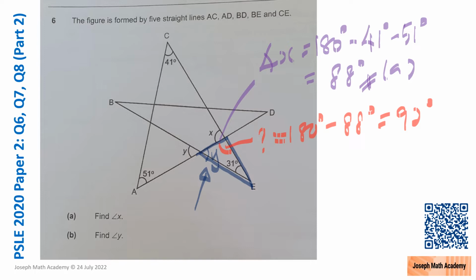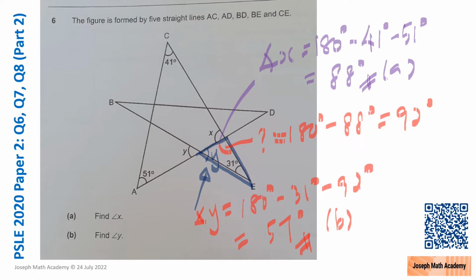We are almost solving angle Y, because within the dark blue triangle, we have angle Y, we have 92, we have 31. So angle Y is found. Angle Y is equal to 180 degrees subtract 31 degrees subtract 92 degrees, and the final answer is 57 degrees. Angle X and angle Y are all found. I'm going to move on to question 7.